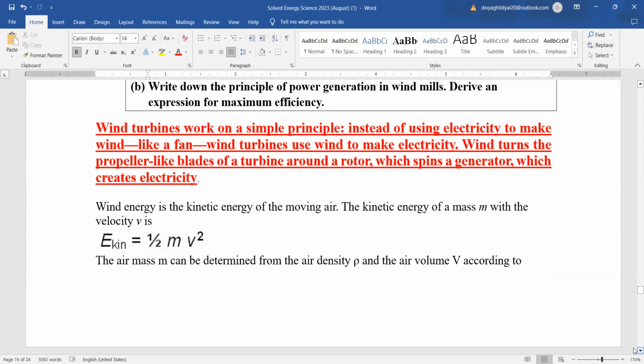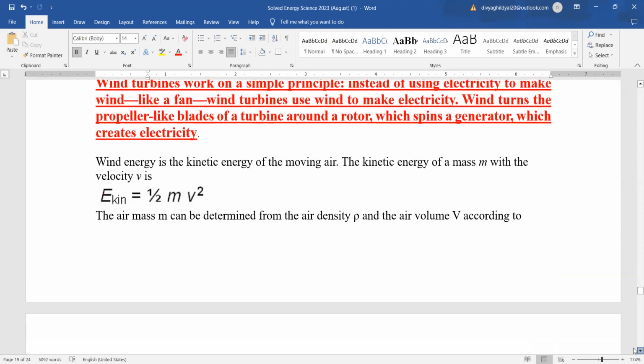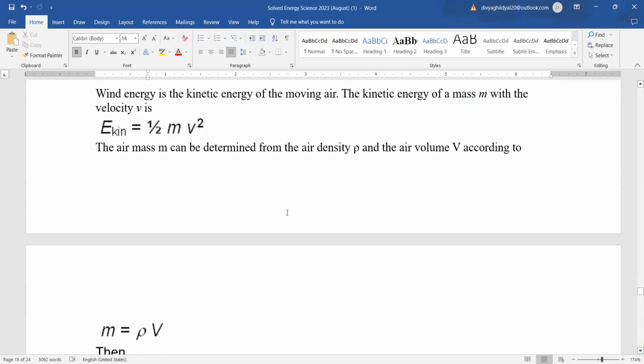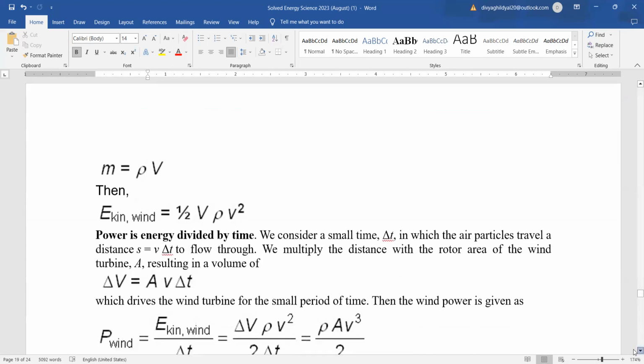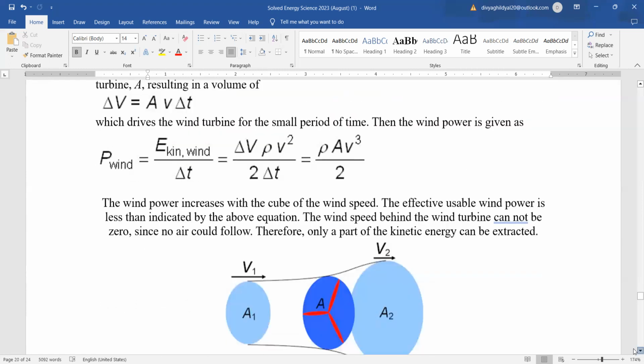Wind turbines work on a simple principle: instead of using electricity to make wind like a fan, wind turbines use wind to make electricity. And see, kinetic energy is being used. So half mv square, and mass is volume into density. So this m, we will put it here. You can see it in my lecture series also. And then volume is A V into del T. So P is equal to E upon del T. They are asking you to derive this expression.